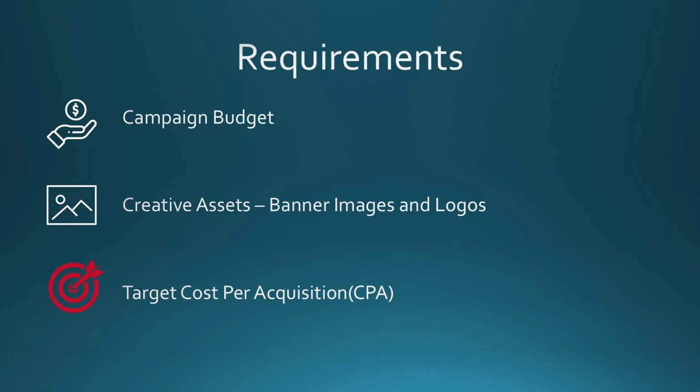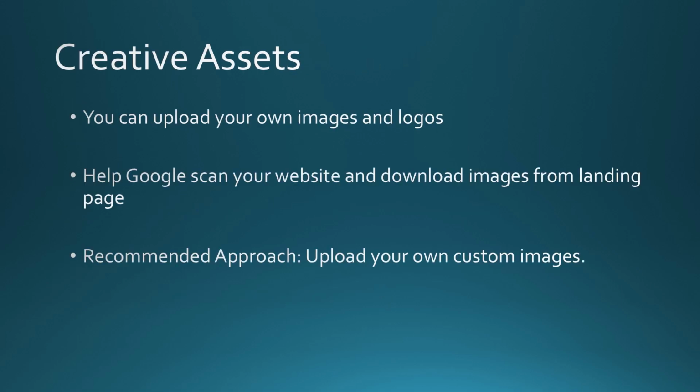Now once you are done gathering all these requirements, I want to give a couple of tips in terms of creative assets. As mentioned earlier, you can upload your own images and logos. You can help Google scan your website and download images from your landing page. But I really recommend using the custom images option because it really helps you to add a nice call to action button on your image with one or two key headlines, and it does improve your conversion rate. So make sure that you upload custom images rather than depending on your Google website scan feature.